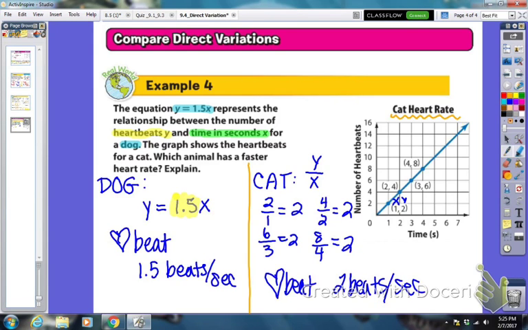So if we go back to the question, which animal has the faster heart rate? Well, I know 2 is bigger than 1.5, so the answer is the cat. It has a quicker heartbeat. All right, so that is the end of direct variation. The key concepts are it has to be in the y equals mx form to be a direct variation. To find the constant m, you take the y value divided by the x value. And always make sure you have labels on your answers.